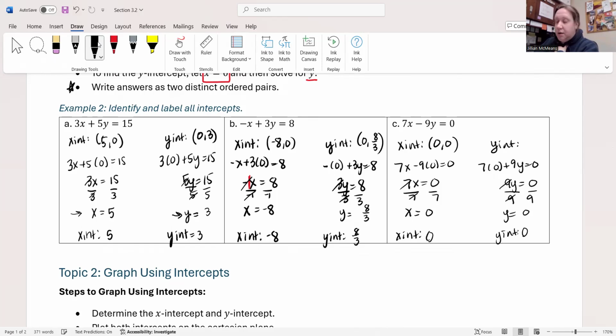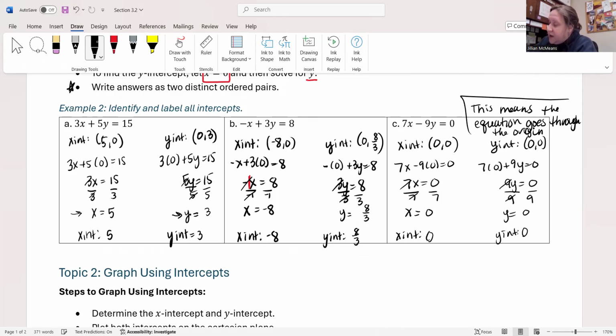It's like, okay, that's weird. So my ordered pair for the x-intercept is (0, 0). My ordered pair for the y-intercept is (0, 0). What does that mean? This means the equation goes through the origin. Okay. So if the x-intercept and y-intercept are (0, 0), the line has to just go through the origin, which means it only has that one intercept, which is the origin.